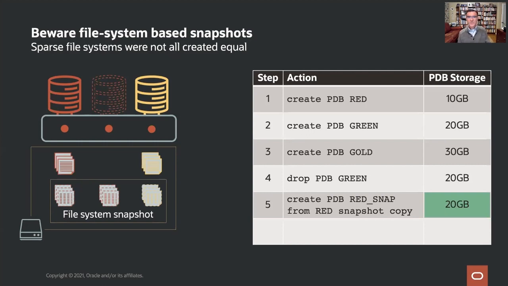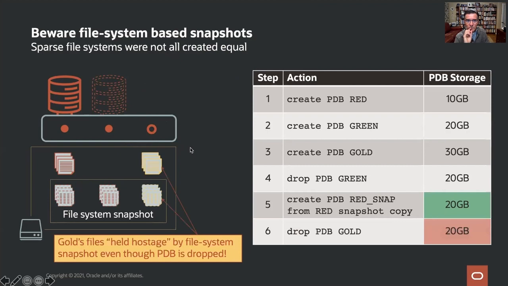Now at the bottom left, we can see the file system snapshot that supports this clone. So far, so good. But now we'll see how things can go wrong. Watch carefully. Now I'm going to drop PDB gold. But notice the storage remains at 20 gigs.